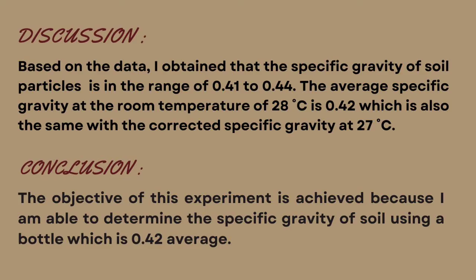Based on the data, I obtained that the specific gravity of soil particles is in the range of 0.41 to 0.44. The average specific gravity at the room temperature of 28 degrees is 0.42, which is also the same as the corrected specific gravity at 27 degrees. In conclusion, the objective of this experiment is achieved because I am able to determine the specific gravity of soil using a bottle, which is 0.42 average.